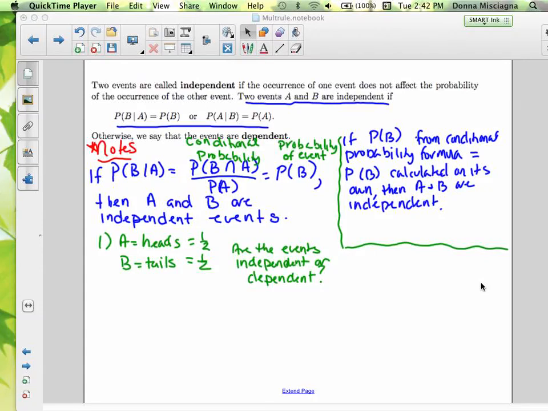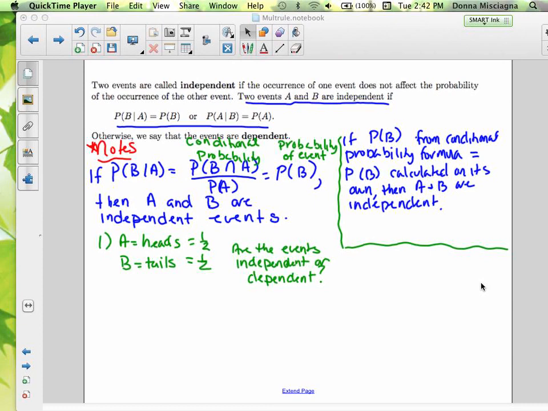Welcome to Conditional Probability Review. All right, so in this lesson we're going to look at how to determine independent and dependent events from the conditional probability formula. And then we're going to do some conditional probability problems with a Venn diagram that we're going to put together. All right, so you have the top part in your notes.